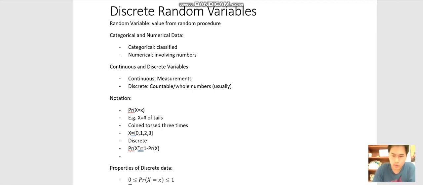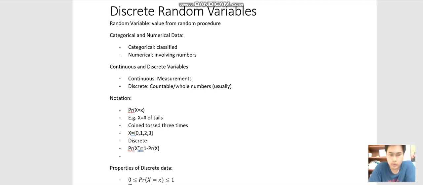So this will be a quick review of probability and that sort of thing. A random variable is a value that you can get from a random procedure. And from here we can split data, like information, into two types: things that are categorical, and things that are numerical. The difference is sort of self-explanatory. Categorical is in categories, so it's classified, and numerical involves numbers.